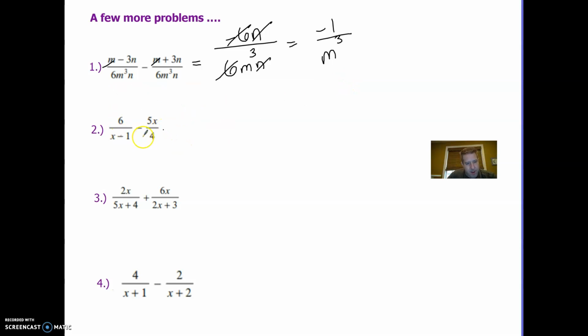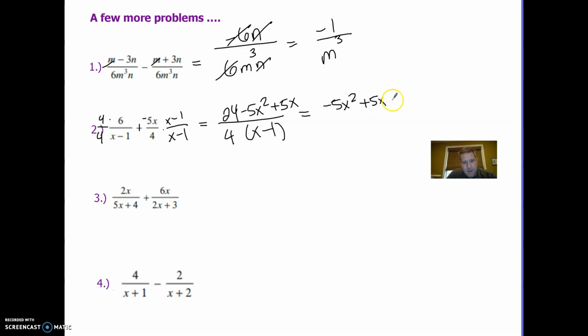So for this next one here, we have an LCD of x minus 1 times 4. So I'm going to have to multiply this side by x minus 1, and this side by 4 over 4. So I'm going to do that first. So it gives me a 4 times x minus 1 as the denominator. 4 times 6 is 24. And then I'm going to move this once again up here. So negative 5x times x is negative 5x squared. Negative 5x times negative 1 is positive 5x. And then I can't really do anything, but what I am going to do is put this in standard form. So negative 5x squared plus 5x plus 24 over 4 times x minus 1.